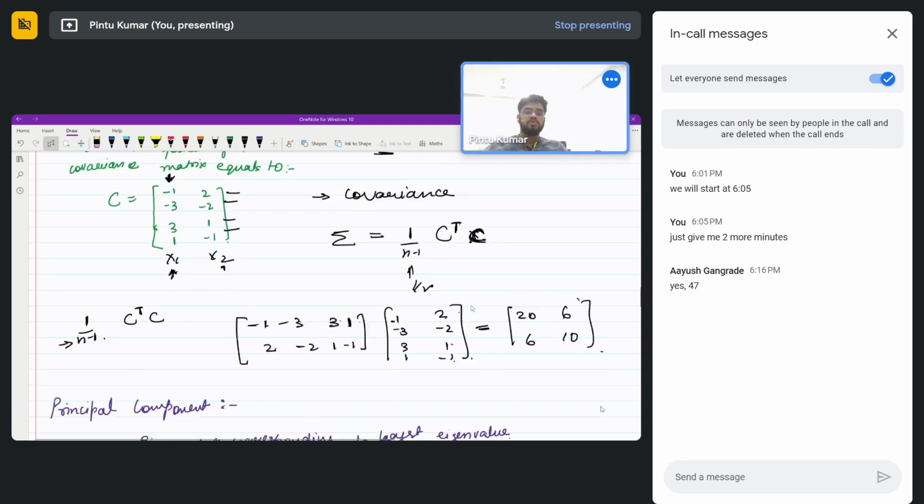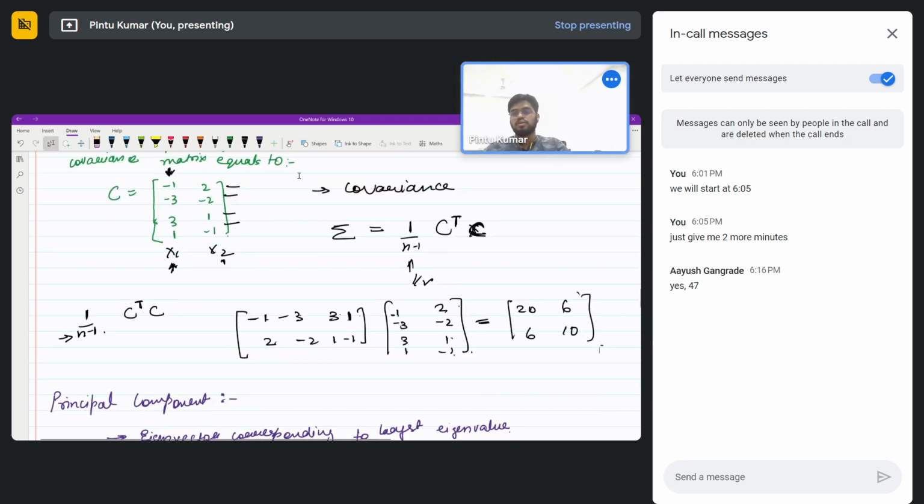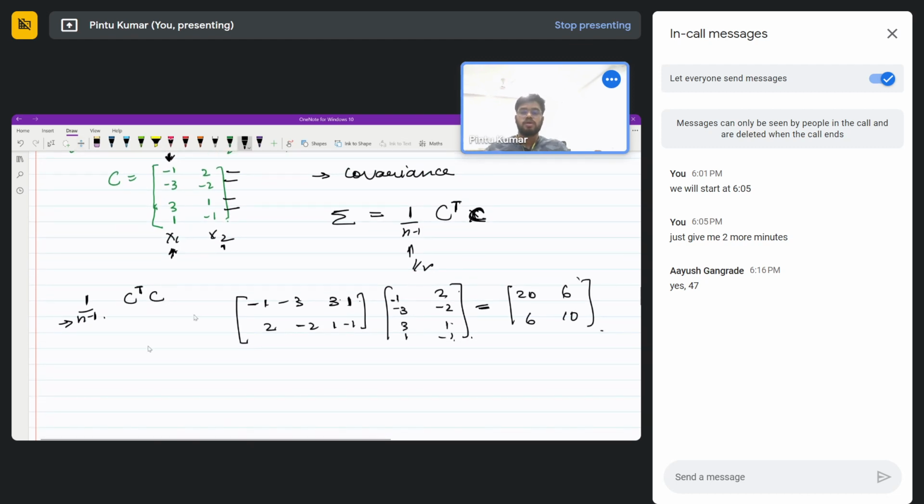Now if you just divide by 1 upon n minus 1, what you will obtain is, n over here is 3. So this is 20 by 3. This is 2, 2, 10 by 3. So this is how you can obtain the covariance matrix.